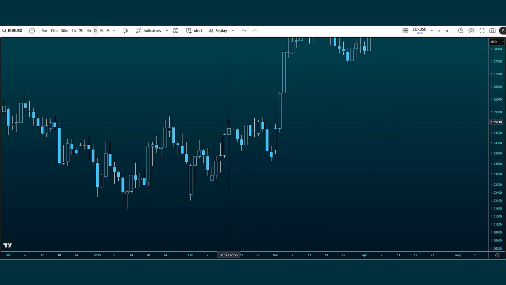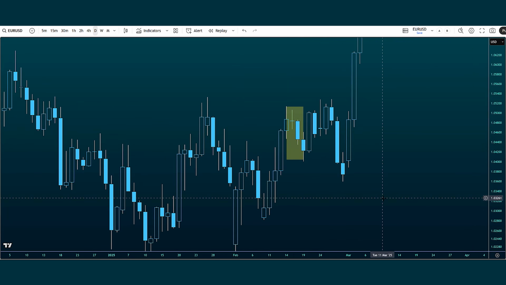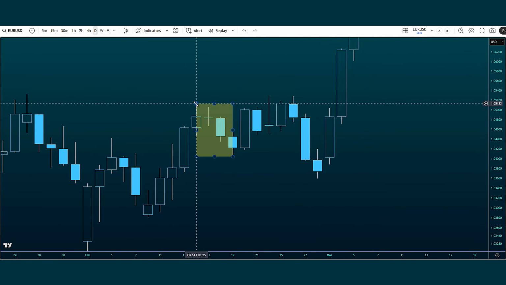Price makes a run up, makes a definitive high. Price comes down, makes a definitive low. I'll zoom in here on the daily time frame. Price made a definitive high, price made a definitive low. Why is it definitive? Because price makes a high and moves away. Why is it a definitive low? Because it made a low and moves away.